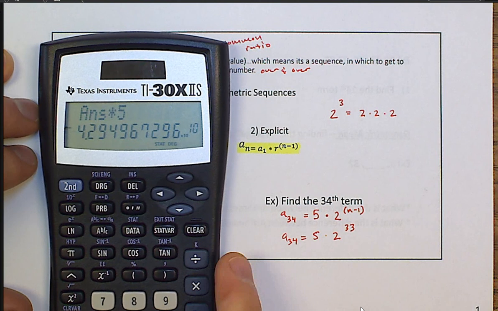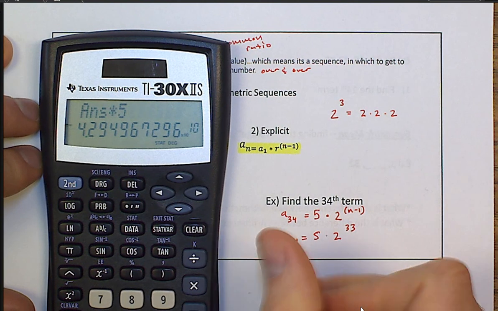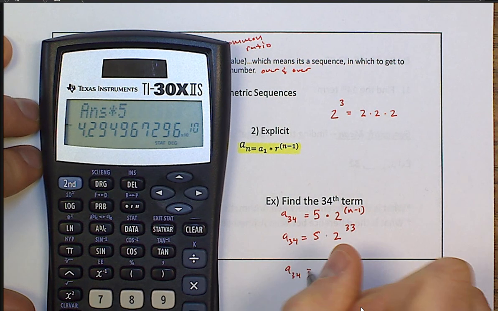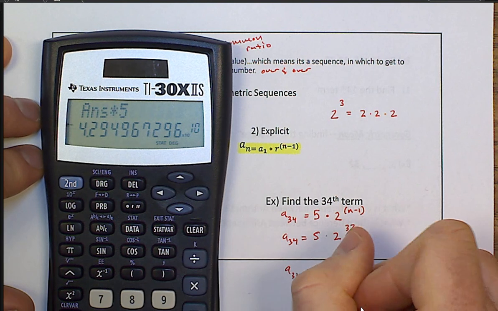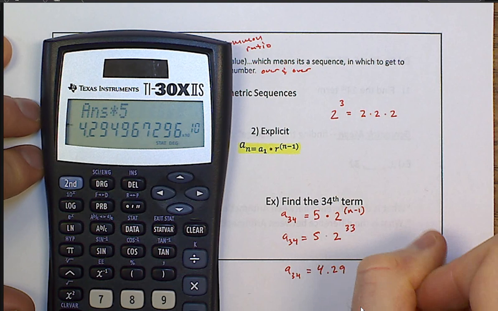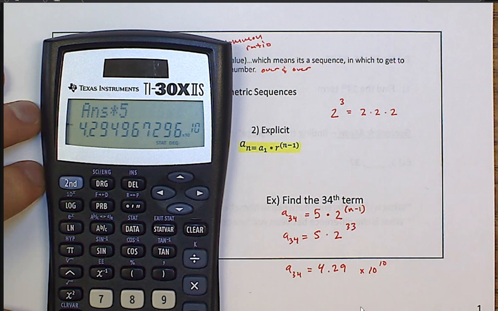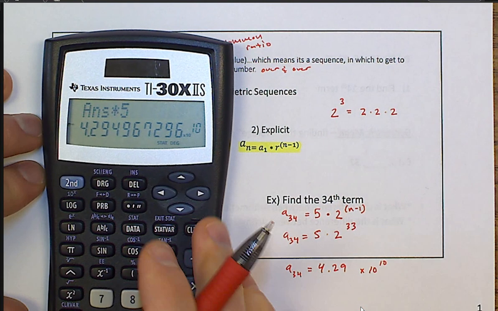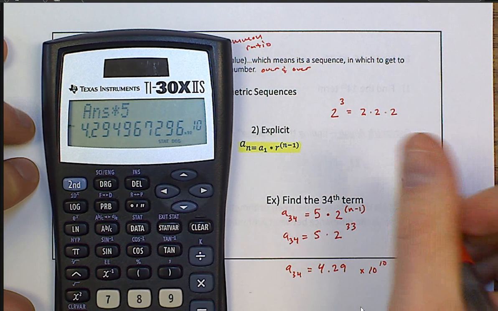I probably shouldn't have picked the 34th term, but a sub 34 is going to be, I'll just keep it in scientific notation, 4.29 times 10 to the 10th is what my calculator is saying. All right? I probably should have picked a different number. That's way too big. I should have picked something like, let's do like 15.